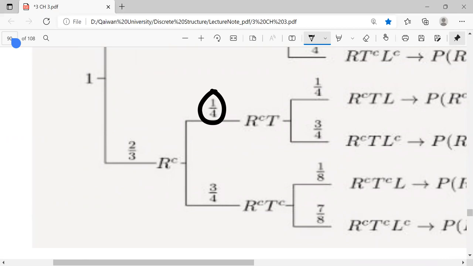It says the probability of heavy traffic is 1/4. So what's the probability of not heavy traffic? It must be 3/4 because the sum of them must be 1. 1/4 plus 3/4 is 1. So if it's not rainy and it is heavy traffic, the probability is 1/4. And the probability of not rainy and also not heavy traffic is 3/4.